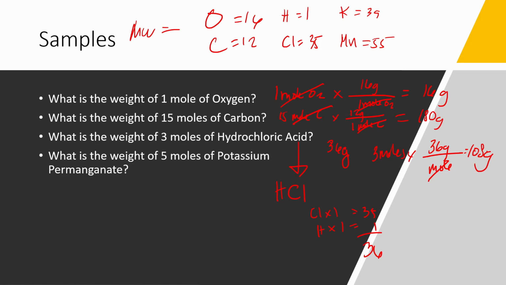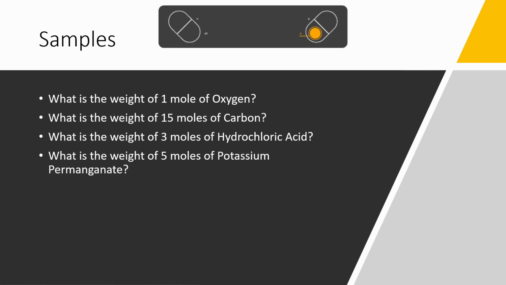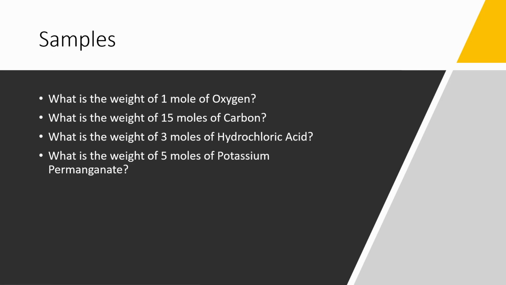Next, last for this round. What is the weight of 5 moles of potassium permanganate? 790 grams po. Anong molecular weight muna ng potassium permanganate? KMnO4. 158 po. 158.